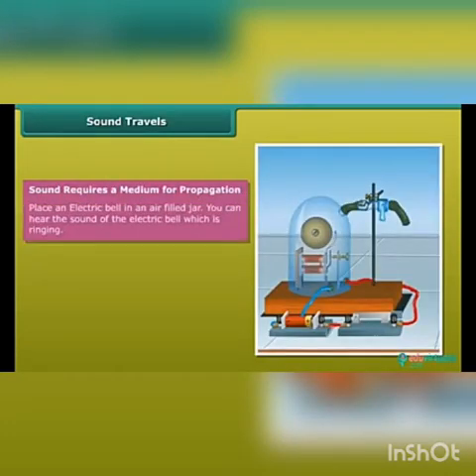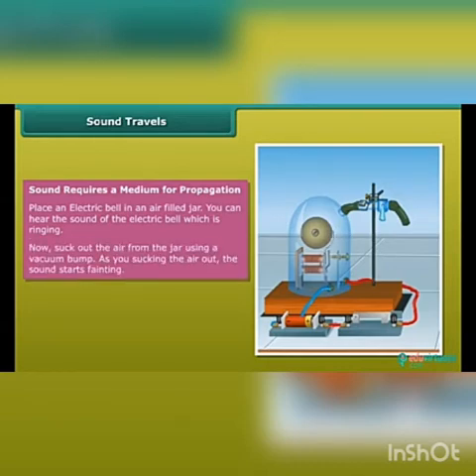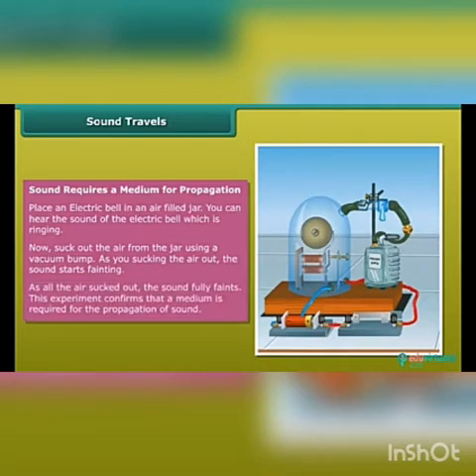Sound requires a medium for propagation. Place an electric bell in an air-filled jar. You can hear the sound of the electric bell which is ringing. Now suck out the air from the jar using the vacuum pump. As you suck the air out, the sound starts fading. As all the air is sucked out, the sound fully fades. This experiment confirms that a medium is required for the propagation of sound.